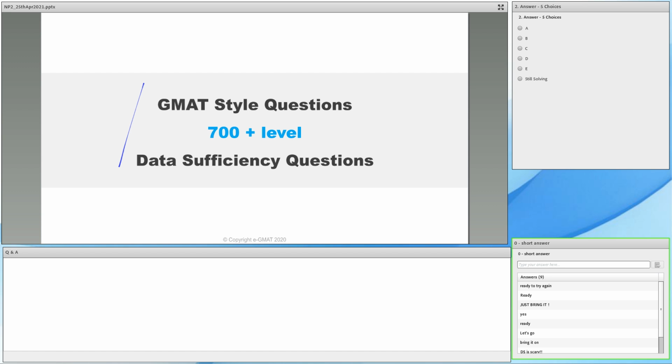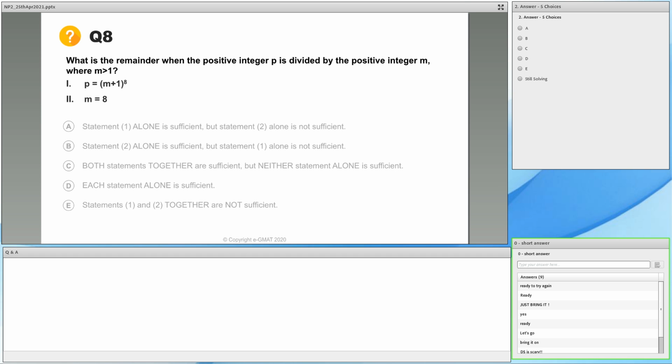You can use the same poll, because we're going to continue the discussion with this. Let's attack question number 8, round 2. There you go. All the best.